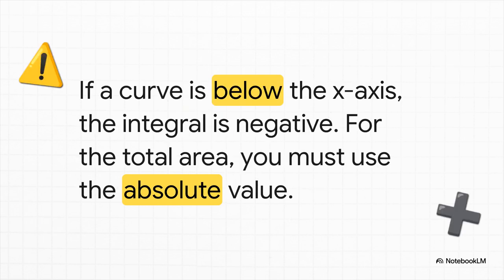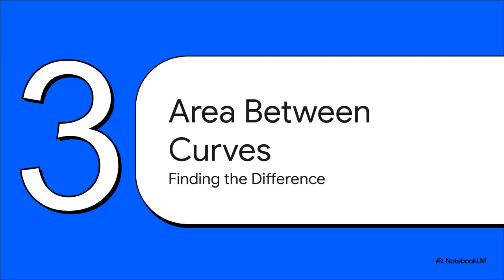Now listen up, because this is a classic exam trap. If your curve happens to dip below the x-axis, the integral will actually spit out a negative number. But wait, can you have negative physical area? Of course not. So here's the crucial thing to remember. If you're asked for the total area, you have to take the absolute value of that negative answer to make it positive.